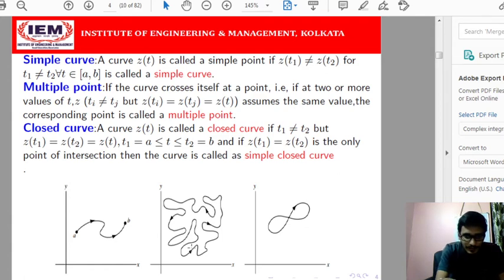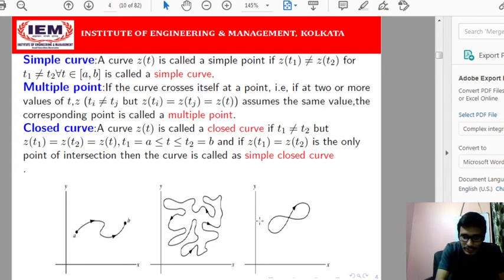So here this is called a closed curve. Why is this a closed curve? Because if you start from any point and traverse the path, you will reach the terminal point at the same point. So that is a closed curve. Corresponding to some t1 we get this point, and if we traverse the path, then corresponding to another t2 I am getting the same point. That's why they are coinciding and forming a closed curve.